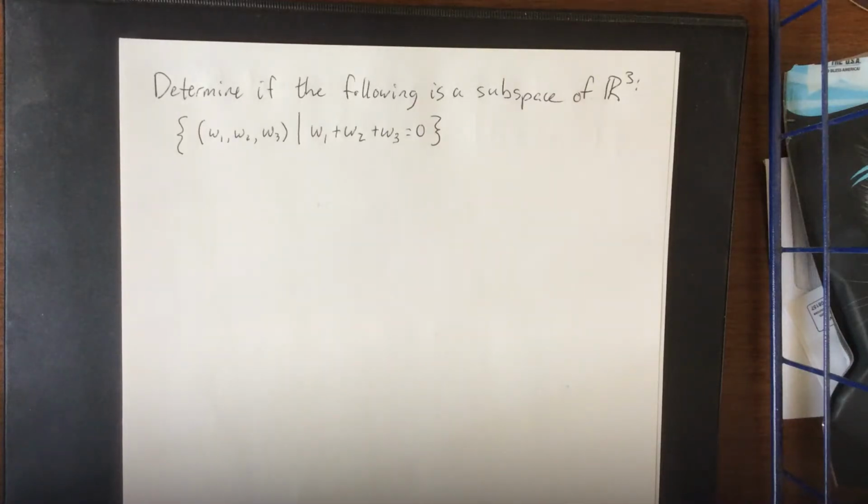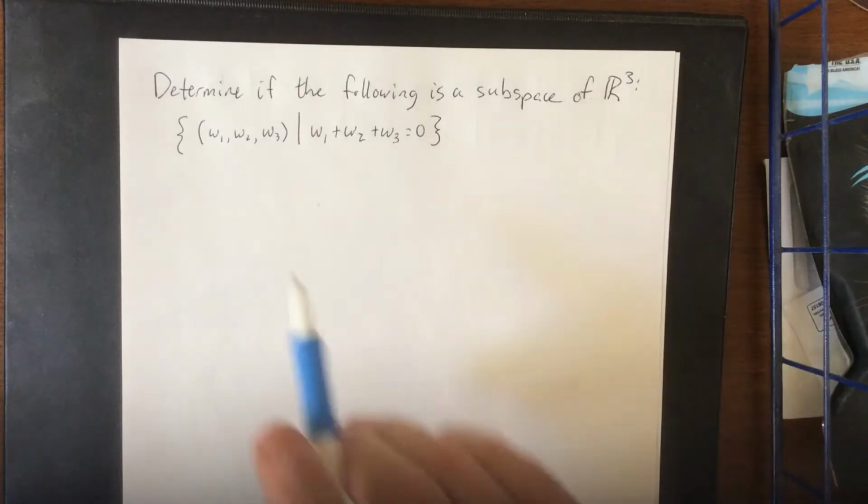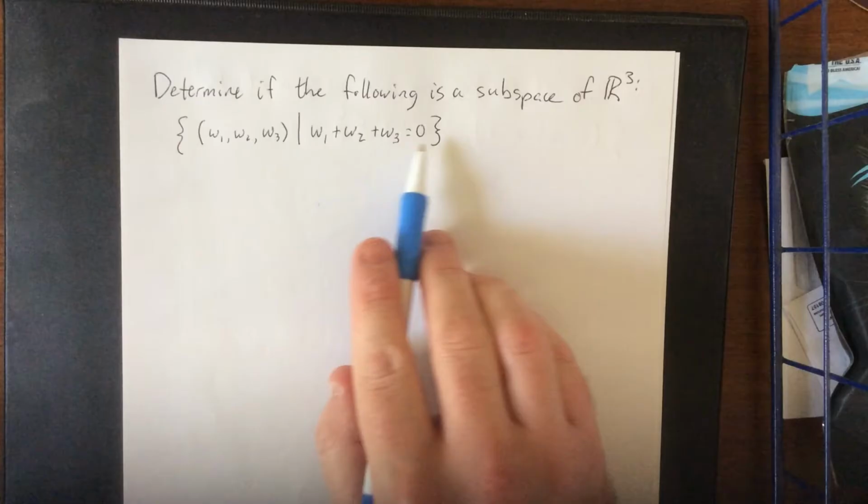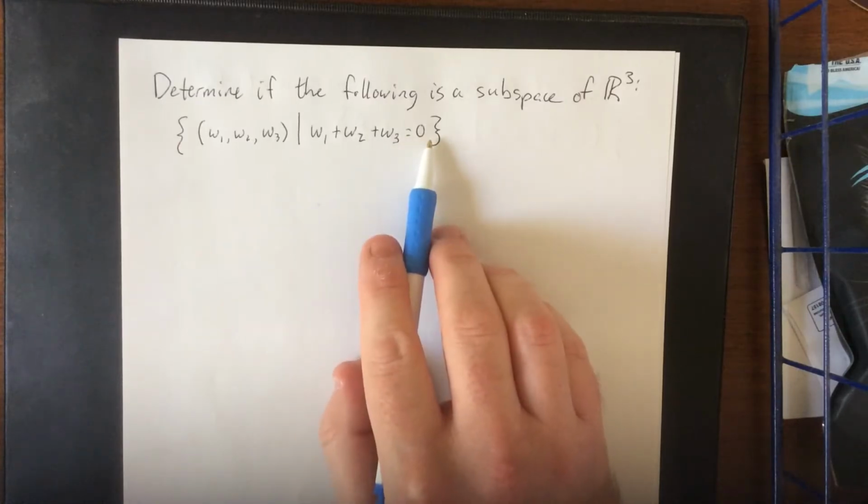In this video, we're going to be checking to see if a couple of different subsets of R3 will qualify as a subspace of R3. So for our first example, we're going to be taking a look at the set of all vectors such that the sum of the three components of the vector is equal to 0.